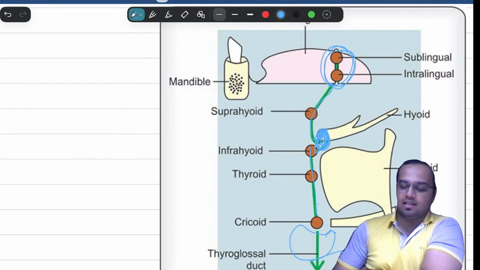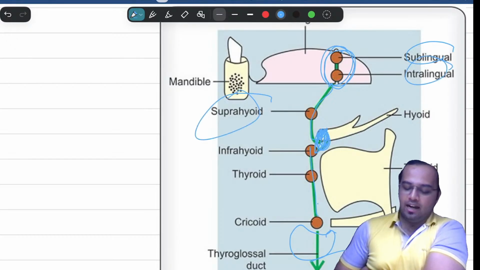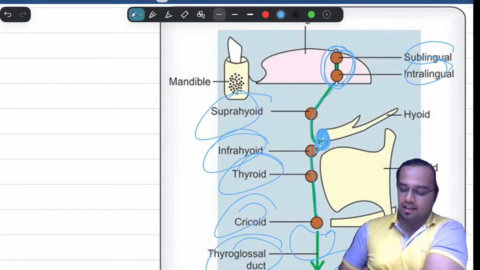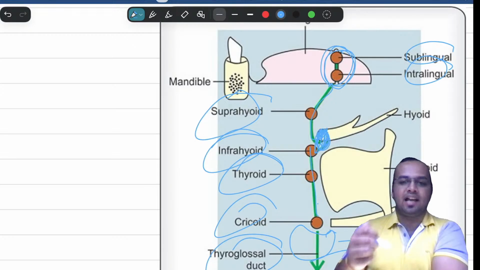So what are the regions? Sublingual, intralingual, suprahyoid, infrahyoid, thyroid, cricoid, thyroglossal duct, or intrathoracic. So in all these places the thyroid might be found.